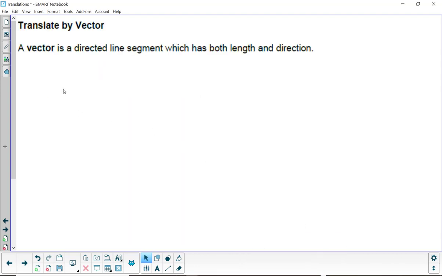So first of all, we need to know what a vector is. A vector is a directed line segment which has both length and direction. A directed line segment, both length and direction.